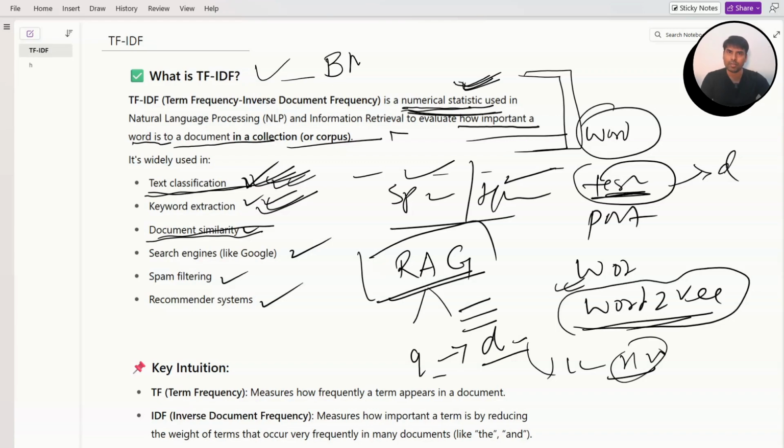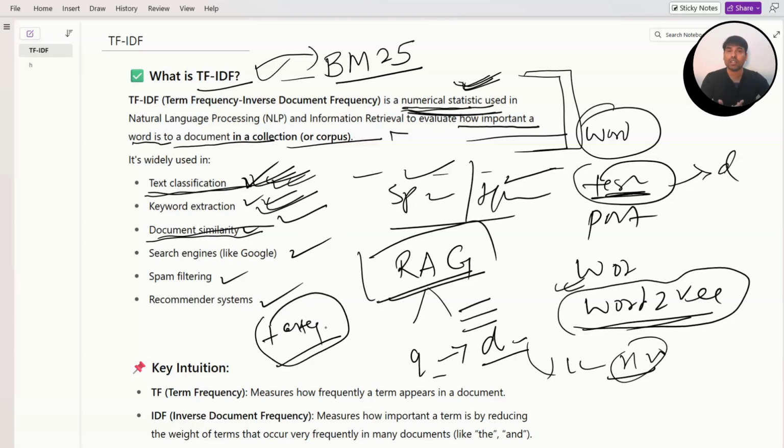There's another technique called BM25. This is very similar to TF-IDF. We use this technique to find the relevant document. Let's suppose I have a word, say "tasty". In which document is it appearing the most times?